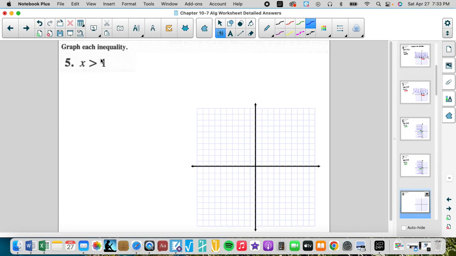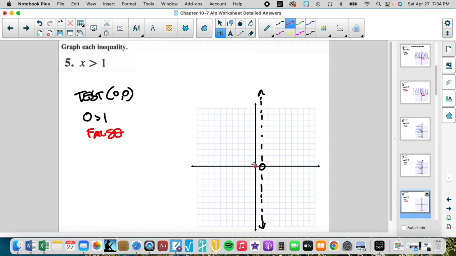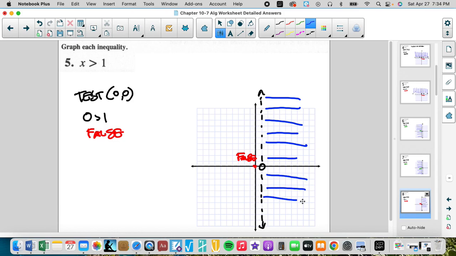Wow, lots of single variables. Okay. Open circle at 1, dotted line. With the dotted line, we're going to test 0, 0. Is 0 greater than 1? Nope, that's a false statement. So this point is false, and all the points on that side are false. That means my other side is shaded, or is true. So we shade the true side.